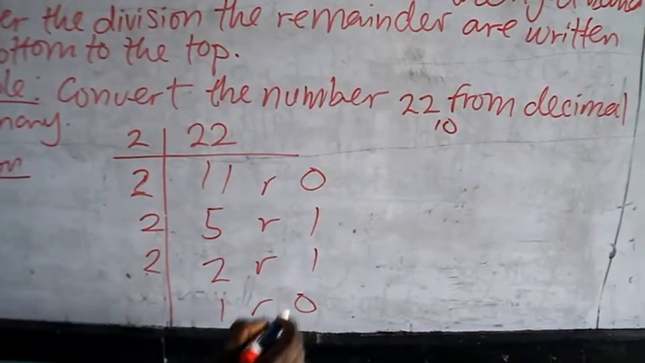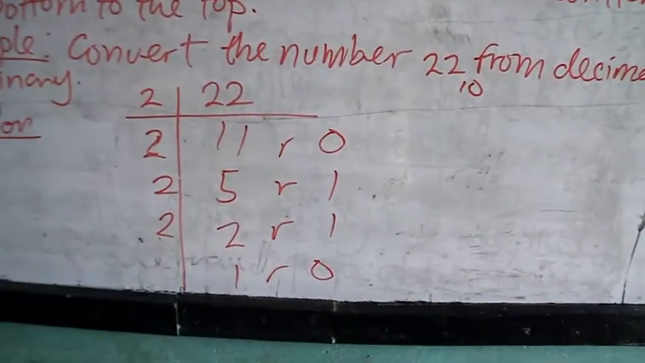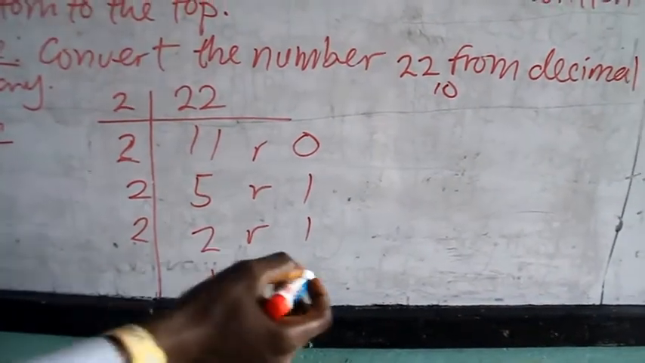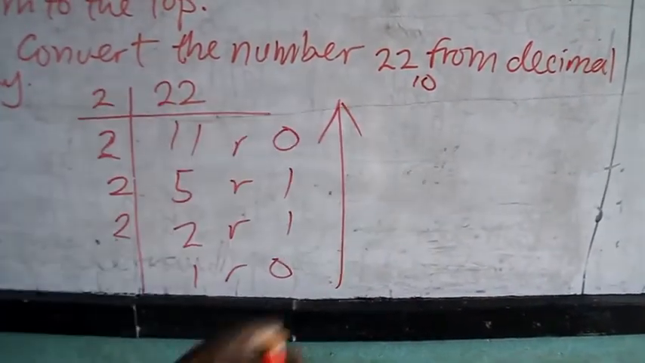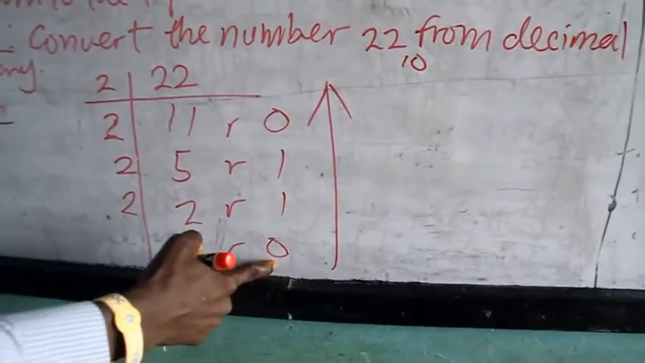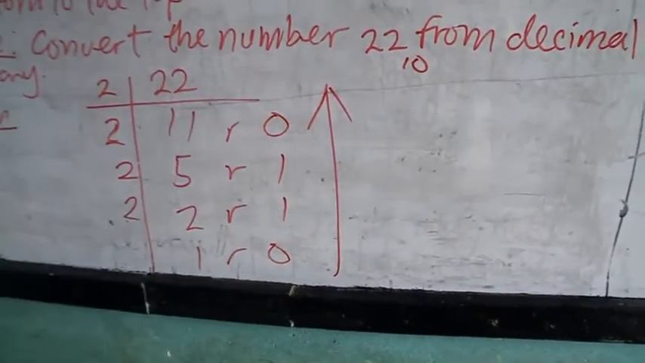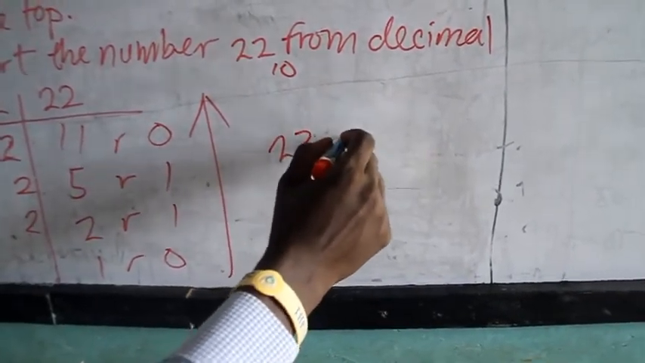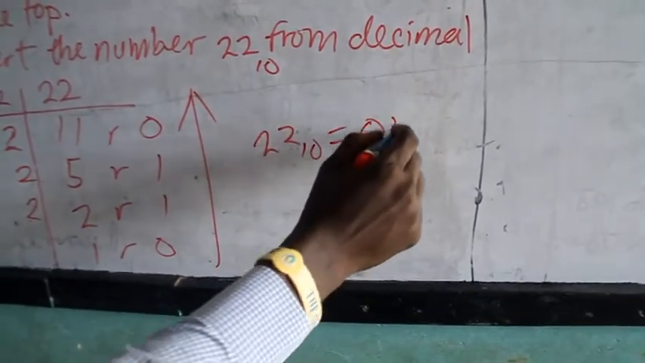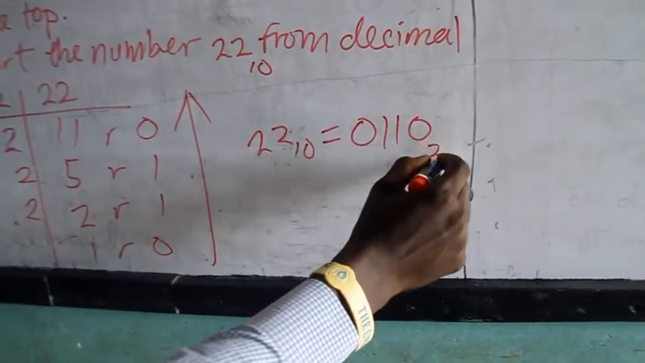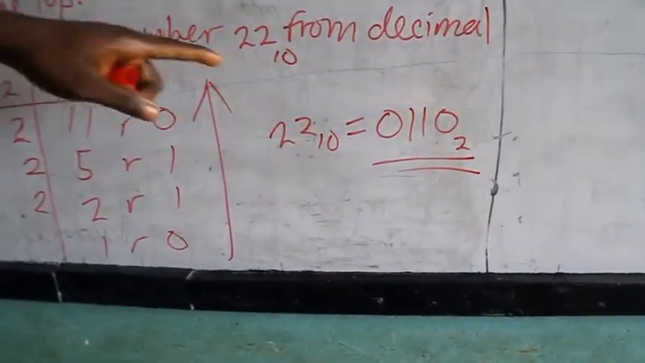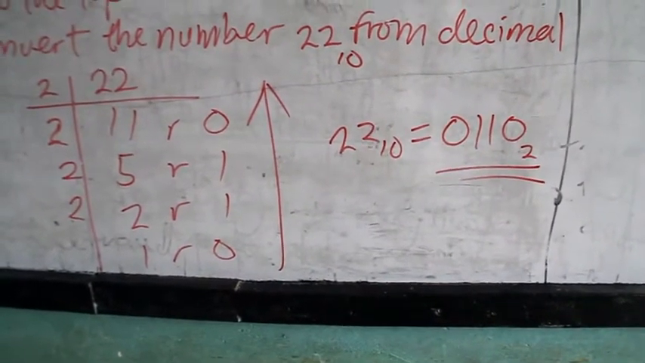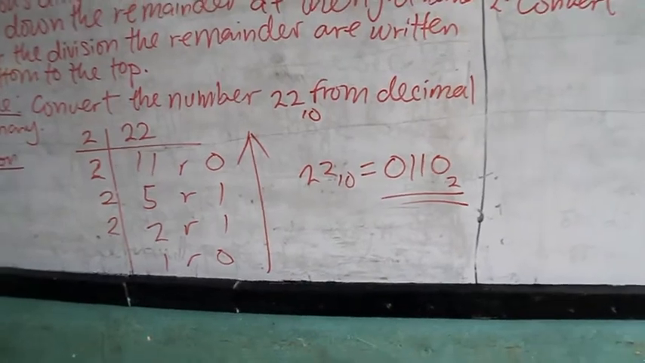Now, after the division, the remainders are written from bottom to the top. Think of an arrow from the bottom to the top. The number we have is 1, 0, 1, 1, 0. So we can say 22 in base 10 equals 10110 in base 2, which means we have converted this to binary. I hope you understand. So that's how that one goes.